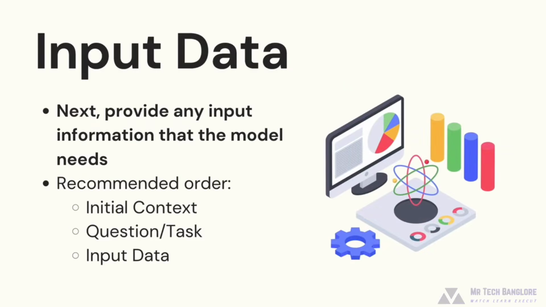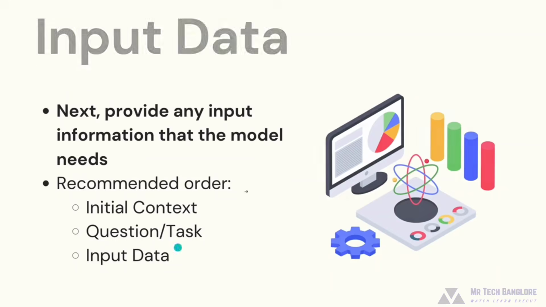The next component in a good prompt is any necessary input data. Now, not every prompt needs this, but a lot of the time you'll have some information that you need to provide to the model. So you have your instructions, you have the context, the instructions, and then you have the input data. And it's recommended that you do follow this order. You have your context set first, then the task, and then any input data.